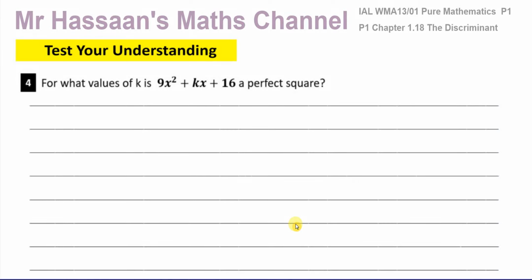Hassan's Maths channel, and this is a question from one of the test your understandings at the end of one of the lessons. The lesson was on discriminant, and one of the students has asked me to answer this question, and it's asking about for what values of k is the quadratic 9x squared plus kx plus 16 a perfect square.